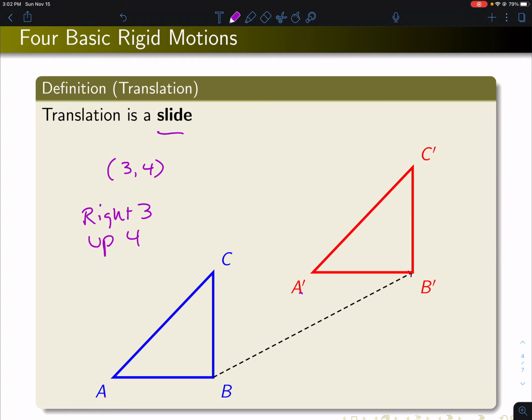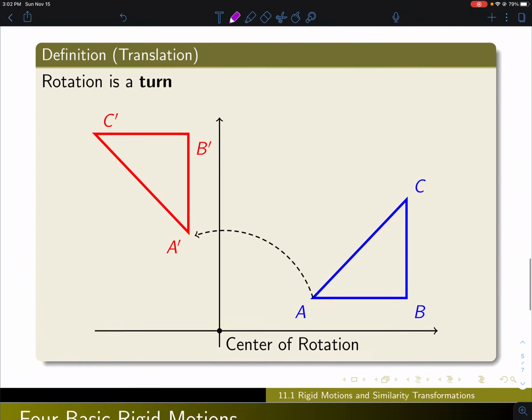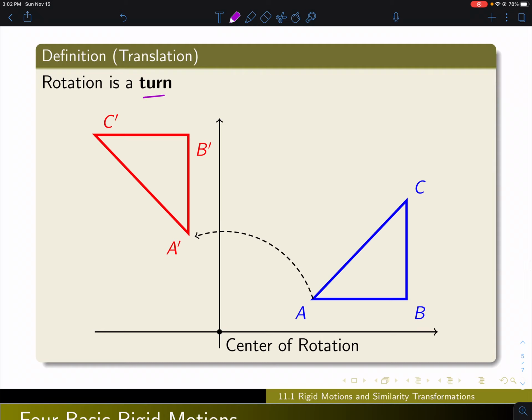So our next rigid motion is what's called a rotation or a turn. In this case, this is going to rotate this object around some center point. Almost always the center of rotation is going to be our origin, because that's kind of the easiest. But technically you can rotate it around any center point that you want. And typically for us, all of our rotations are going to be the nice ones, like 90 degrees, 180, 270, or 360.